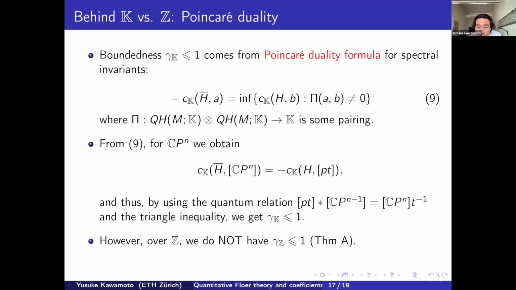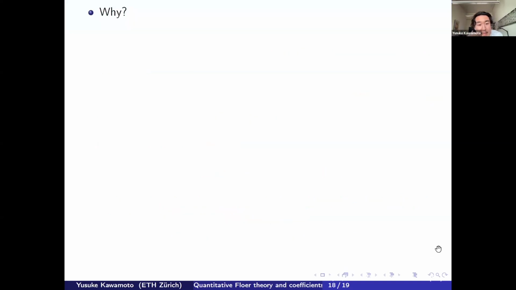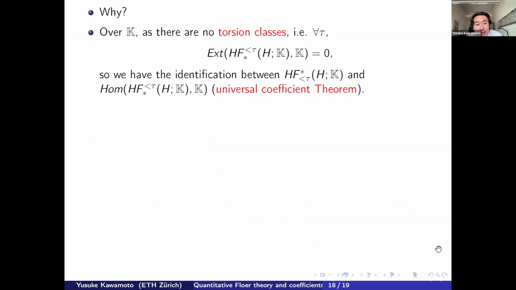But as we've seen, we don't have this bound anymore over Z coefficients. So that means that the Poincare duality formula doesn't work over Z coefficients. So what's wrong here? What's happening? Actually, the difference between the field coefficient case and the Z coefficient case is that if you work over a field, there are no torsion classes.